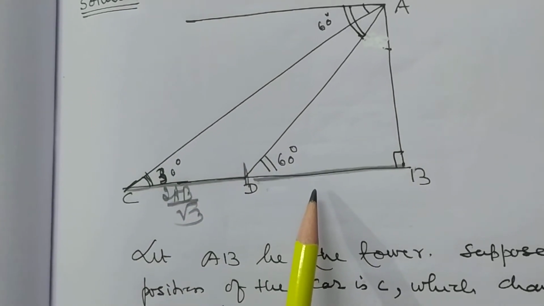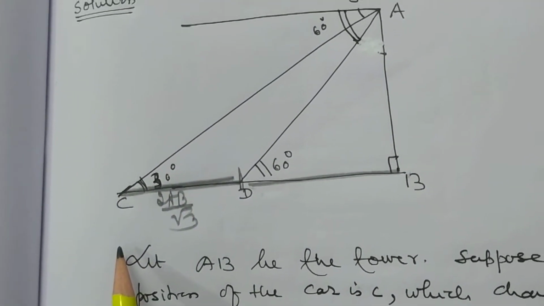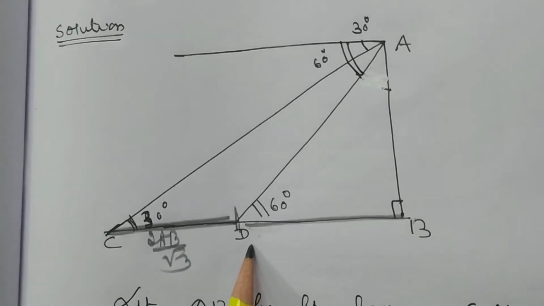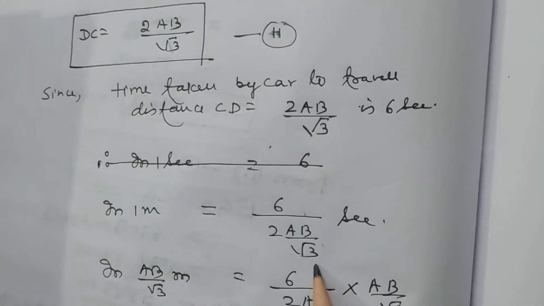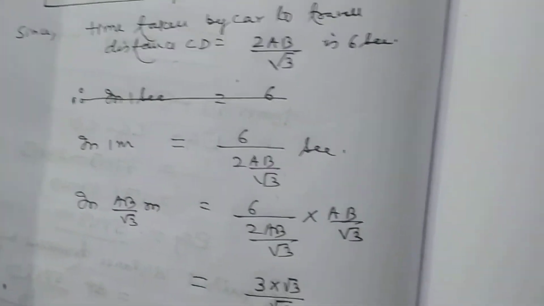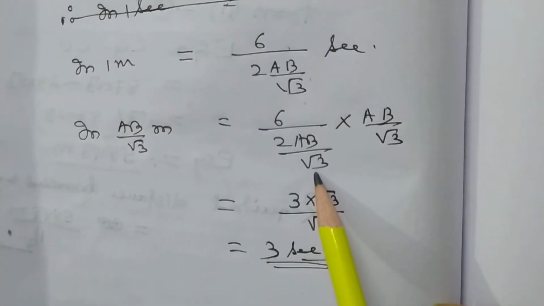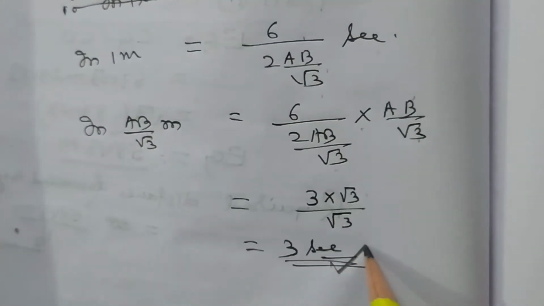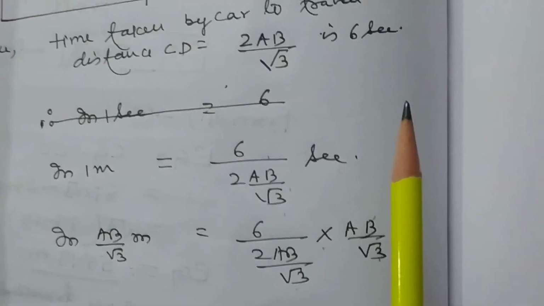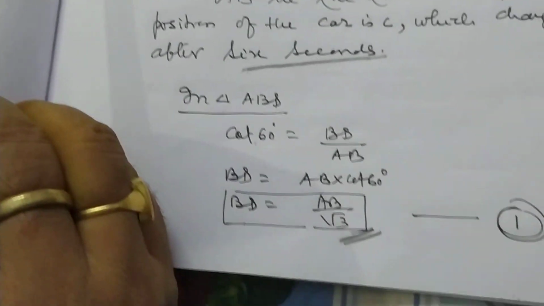AB by root 3. लेकिन ये डिस्टेंस तय करने में कितना समय लगता है? 6 सेकेंड. 2AB by root 3 मीटर चलने में 6 सेकेंड ट्रेवल करने में. तो 1 मीटर में यूजिंग यूनिटरी मेथड 6 by twice AB by root 3 सेकेंड. तो AB by root 3, दिस डिस्टेंस BD is AB by root 3. तो AB by root 3 मीटर में, तो 6 into AB by root 3 into root 3 by twice AB. So this will be 3 into root 3 by root 3. That is 3 seconds.